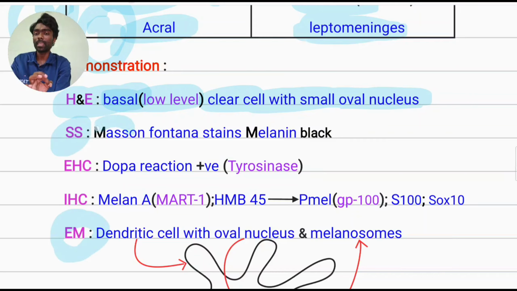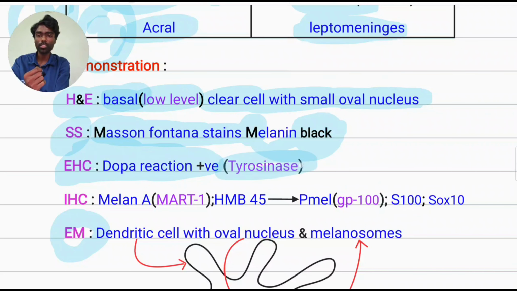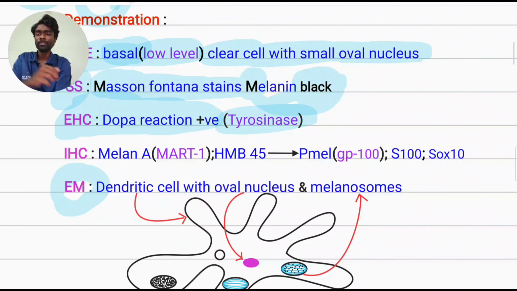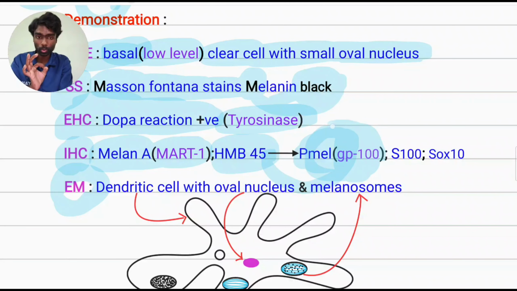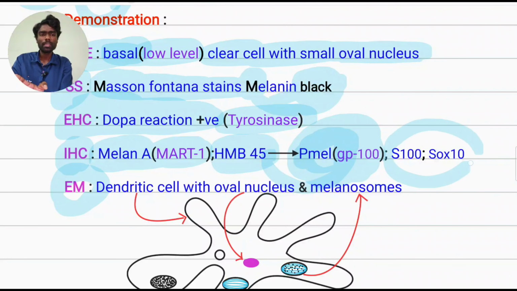Special stains like Masson-Fontana stain melanin black. Enzyme histochemistry like DOPA reaction is positive because of the enzyme tyrosinase which is present in melanocyte. Immunohistochemistry: Melan-A or MART-1 positive, HMB-45 positive. It is an antibody which binds to pre-melanosomal protein also known as GP100, which is the major structural protein of melanosome. S100 and SOX10 positive. This is about immunohistochemistry of melanocyte.